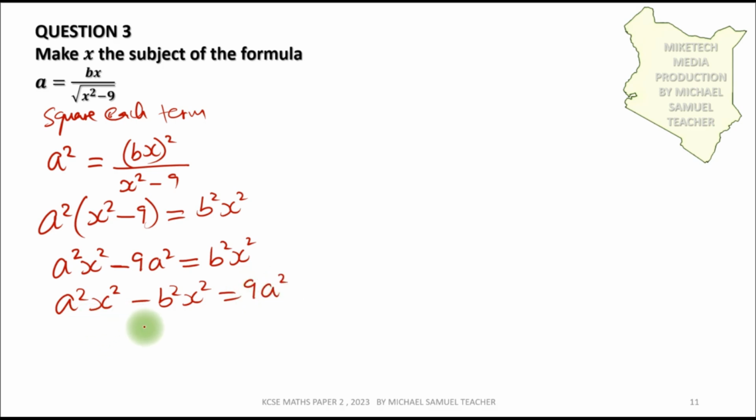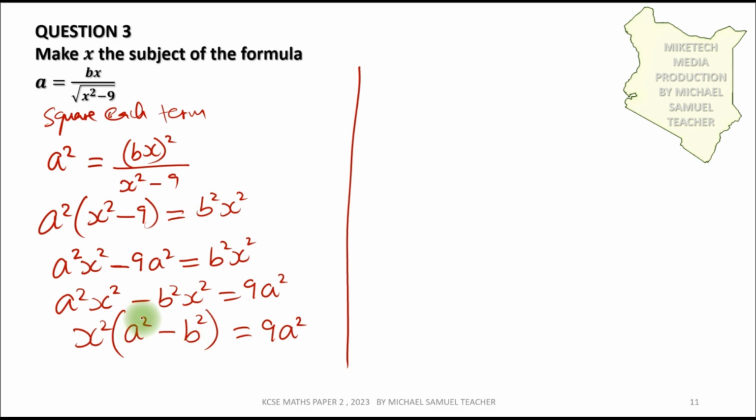So now on the left hand side we have x squared. We can factor it since it is common. So if we factor it out, we have a squared minus b squared will be equal to 9a squared. The next step will be dividing both sides by a squared minus b squared. We shall get x squared is equal to 9a squared all over a squared minus b squared.